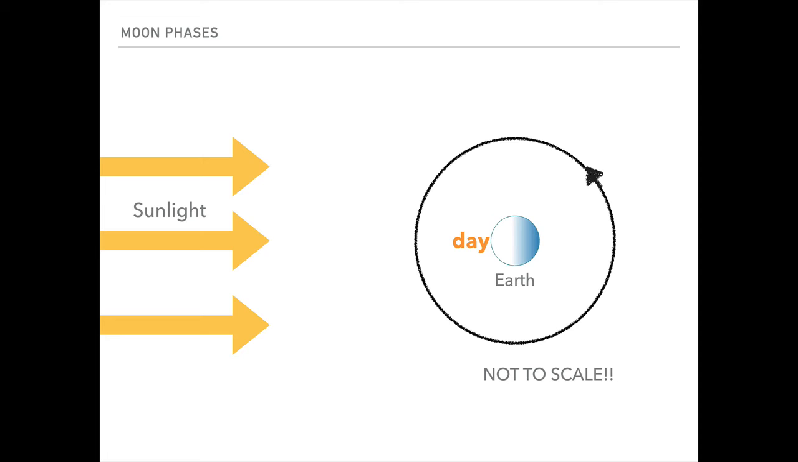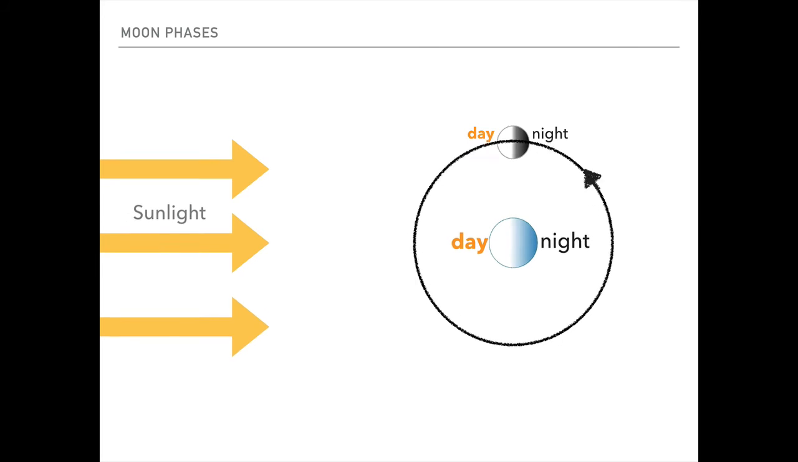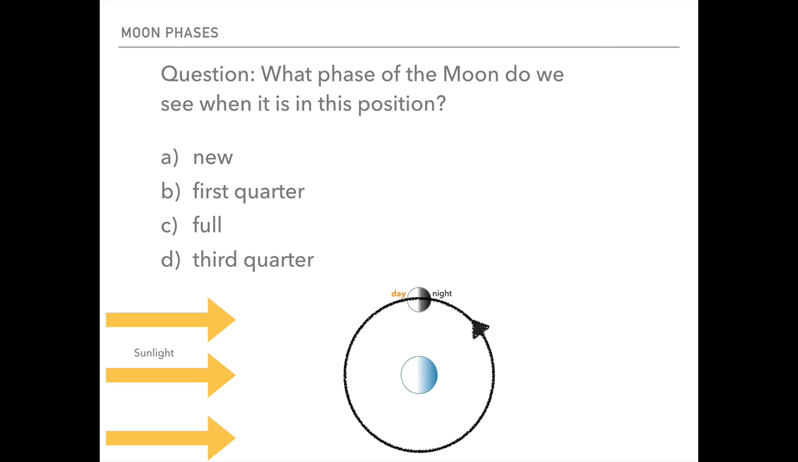The half of Earth facing the sun is in daylight, and the other half is in night. The same is true for the moon at any position, as shown here. Before we continue, check your understanding by deciding which phase of the moon we see in this position. Is it new, first quarter, full, or third quarter? The answer is D, third quarter, because at this position we see half of the moon's day side and half of its night side, so it will look like this.